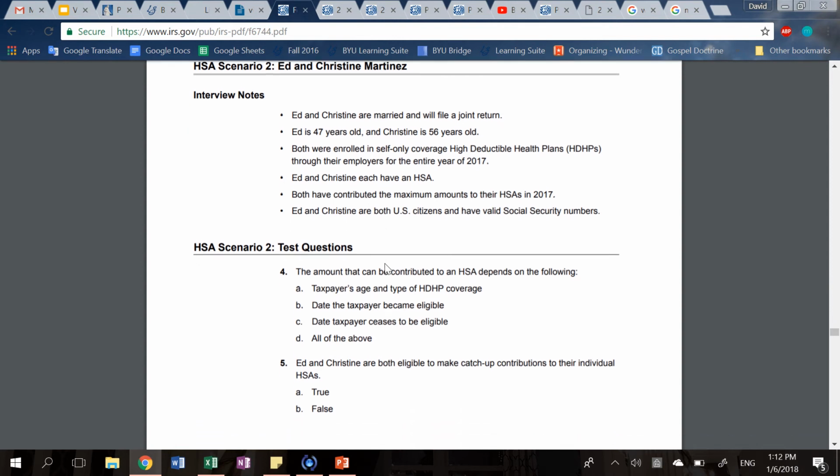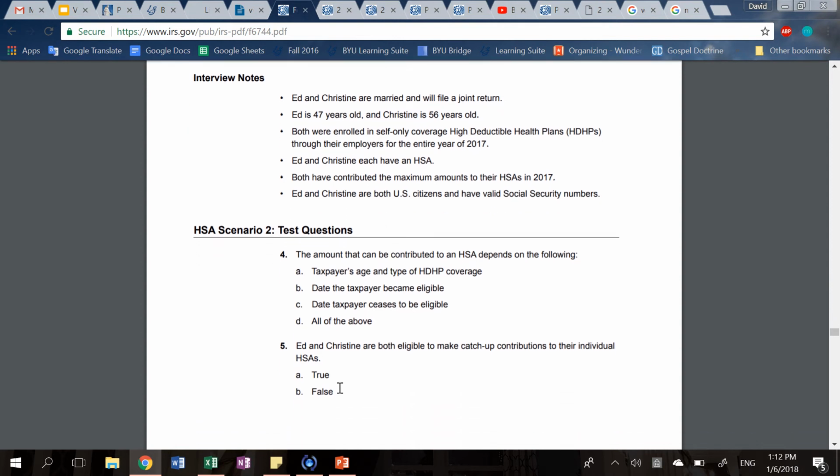Alright, so let's look at what the questions are here. There's only 2 of them, so this will go pretty fast. The amount that can be contributed to an HSA depends on the following: taxpayer's age and type of HDHP coverage, which stands for high deductible health plan coverage, the date the taxpayer became eligible, and the date the taxpayer ceases to be eligible. So the answer is D, all of the above. They all play a factor into the contribution amount for HSA.